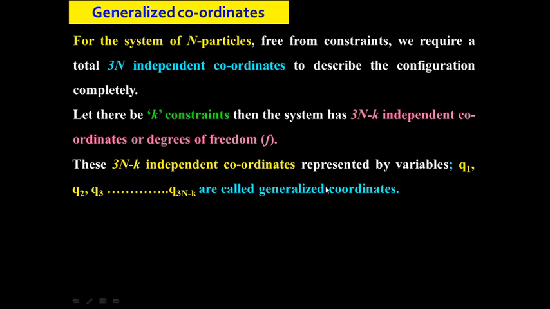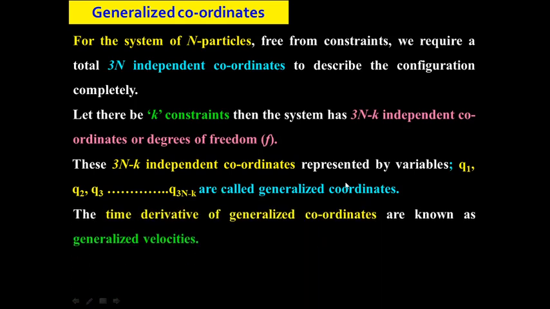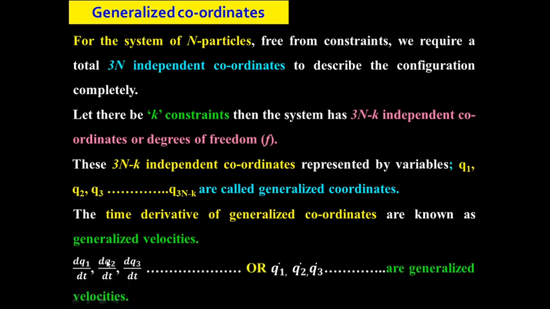If we take the time derivative of these generalized coordinates, that is q1, q2, q3, the time derivatives of these generalized coordinates are known as generalized velocities. So dq1 by dt, dq2 by dt, dq3 by dt, that is nothing but q1 dot, q2 dot and q3 dot, are generalized velocities. So in short, 3n minus k independent coordinates represented by q's, and these q's are nothing but the generalized coordinates, and their time derivatives are generalized velocities.